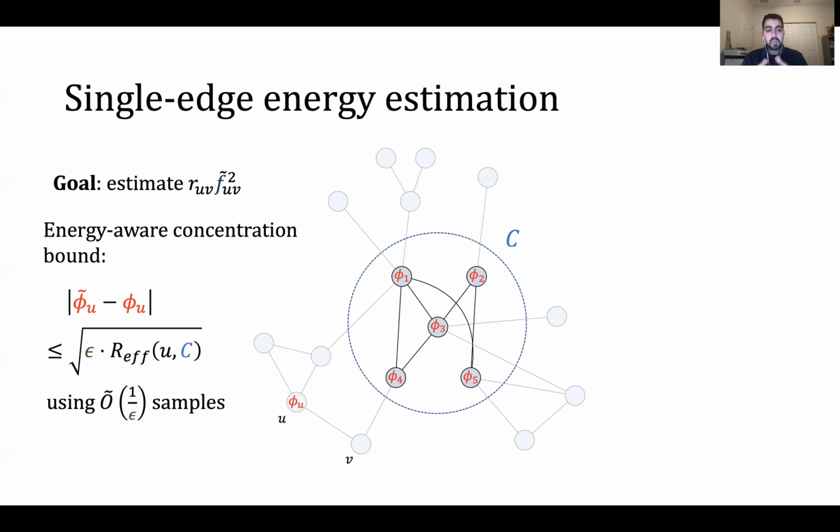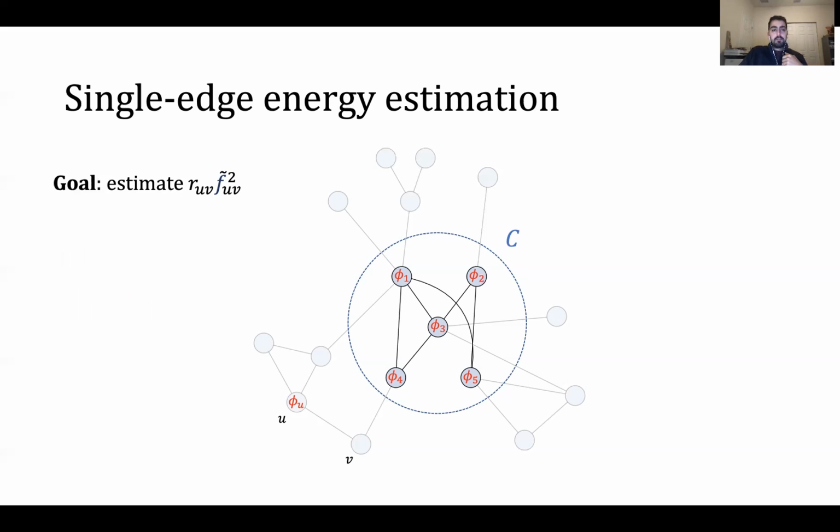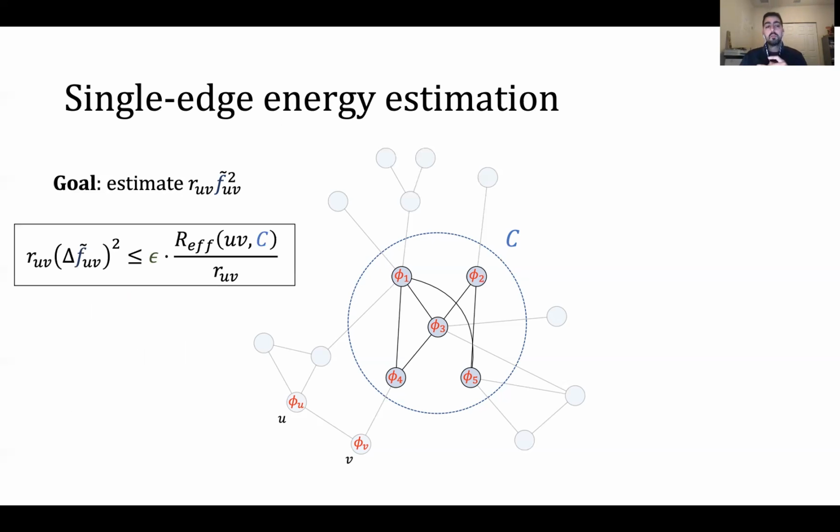The way this bound works is it's a concentration bound that takes into account the fact that the energy of the potentials is small. Okay, so now we do the same for V, so we estimate both, and we want to see what the error in the energy of the edge UV is. So the error is at most epsilon times a ratio of resistances. On the numerator, we have the effective resistance we talked about, and on the denominator, we have the resistance of the edge UV. So this is good whenever the edge UV is close to C relative to its own resistance, but it's really bad when it's very far from C.